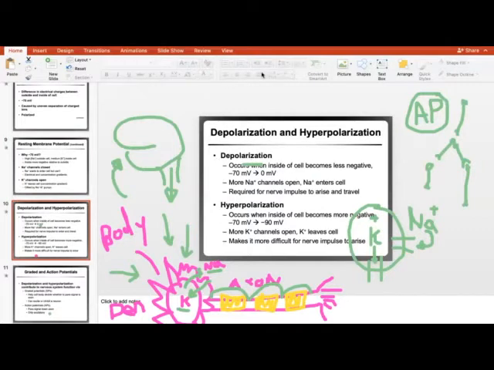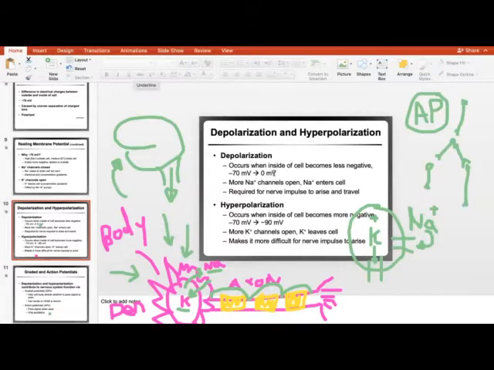So a depolarization is when it's not polarized anymore. At first it's polarized to negative 70, but a depolarization is when it goes from negative 70 to closer to 0. Why would it get more positive? Well, it's probably not because potassium is leaving the cell, because if potassium is leaving the cell, it's going to get more positive outside of the cell and make it actually more negative.